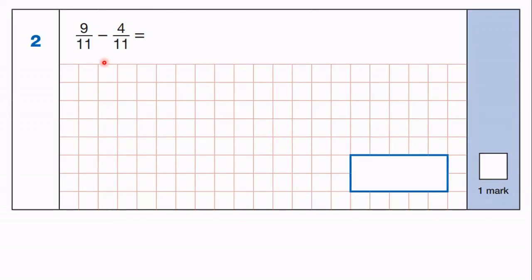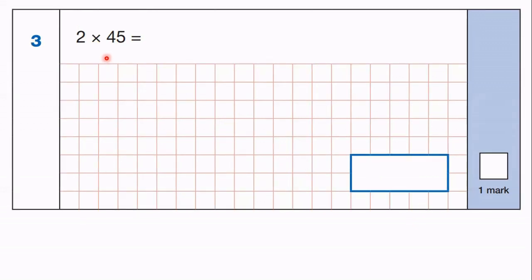Question 2. 9 elevenths minus 4 elevenths. Well, here we already have a common denominator, and with subtraction, just like with addition, we always keep the denominator the same. So our denominator will be 11, and then we can just subtract the numerator, and 9 minus 4 is 5, so our answer is 5 elevenths.